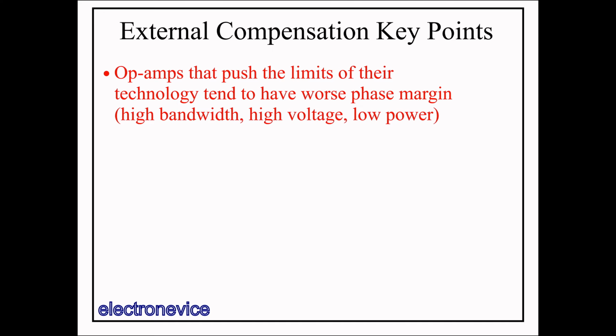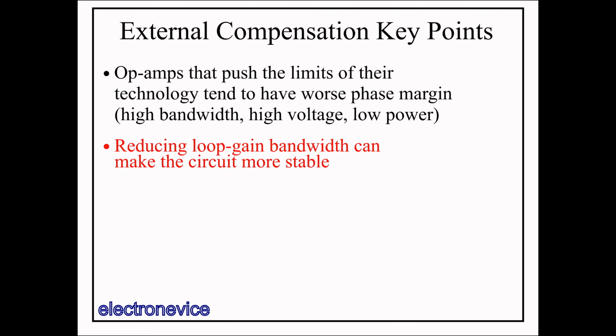This is because higher voltage and lower power tend to make the resulting circuit lower bandwidth, and so to combat this, that internal compensation capacitor is sized to be smaller, thereby reducing phase margin to push out that bandwidth as much as possible. For a given op-amp, reducing the bandwidth of the loop gain will tend to increase phase margin and make the op-amp more stable. This one makes intuitive sense, as reducing the bandwidth means that higher frequency poles won't come into play. However, this has the obvious downside of reducing the closed-loop transfer function's bandwidth.